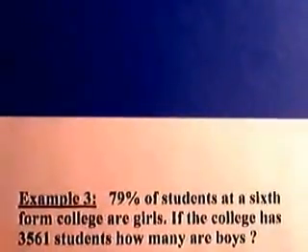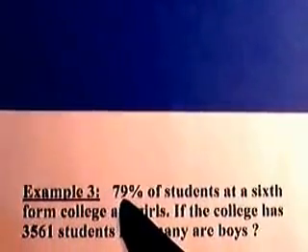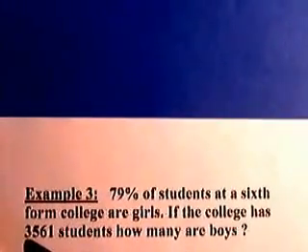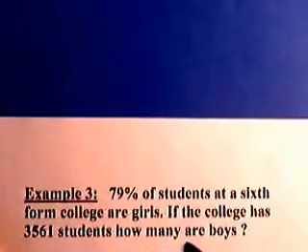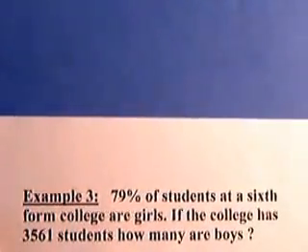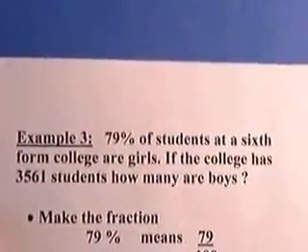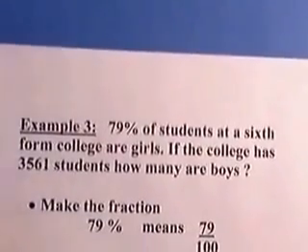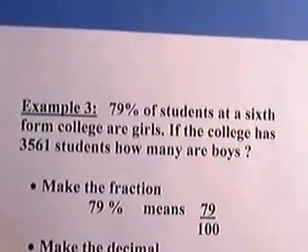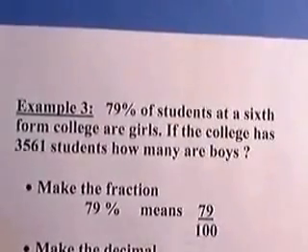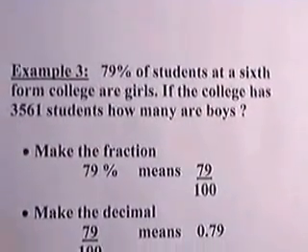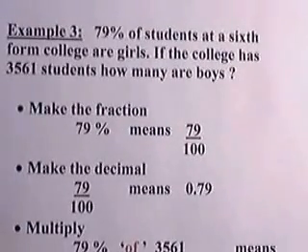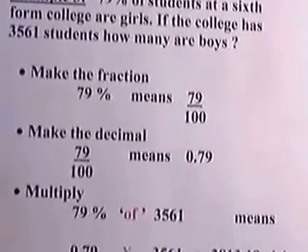Okay, let's do another example. This is example 3. It reads, 79% of students at a sixth form college are girls. If the college has 3,561 students, how many are boys? Well, again, we must make the fraction. 79% means 79 out of 100. That as a decimal, make the decimal. Can anyone tell me what the decimal is going to be for this? Yes, you're right, 0.79.